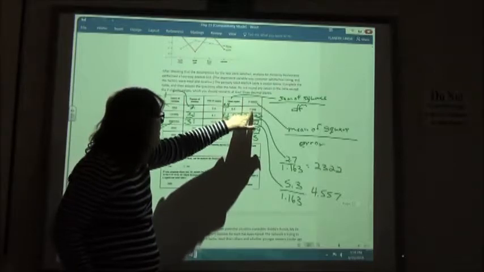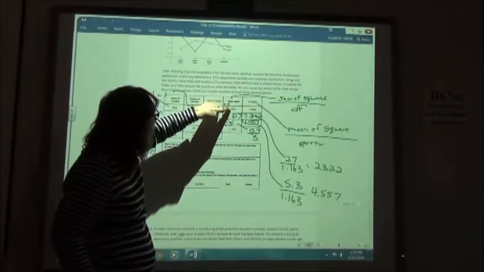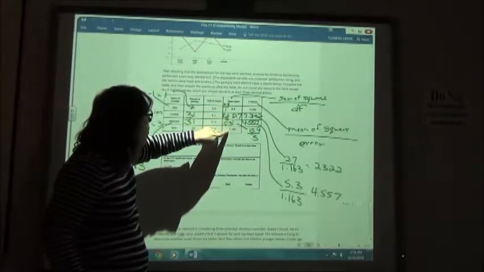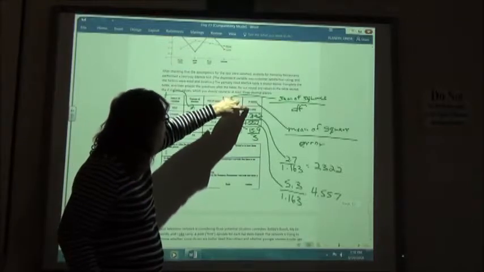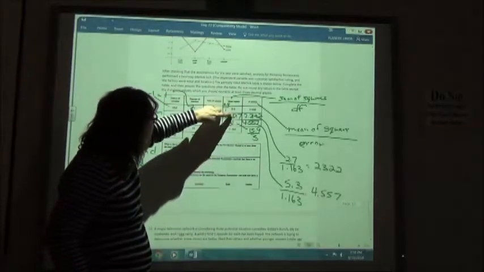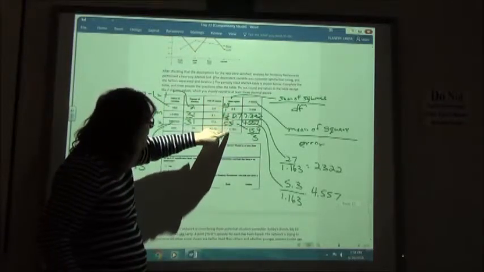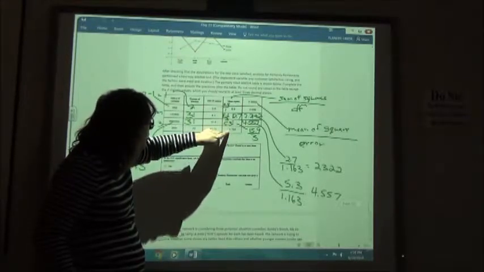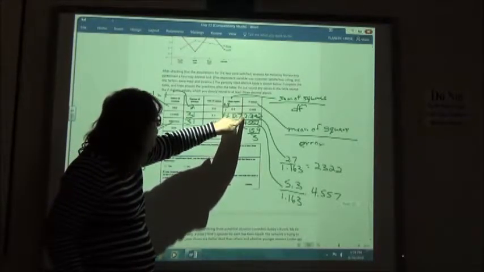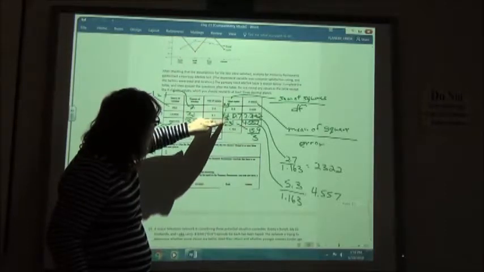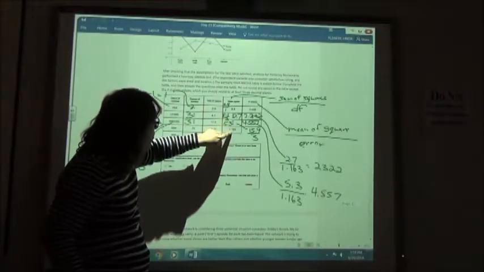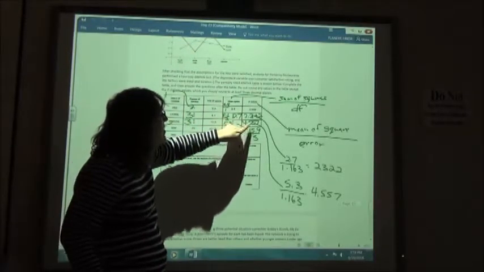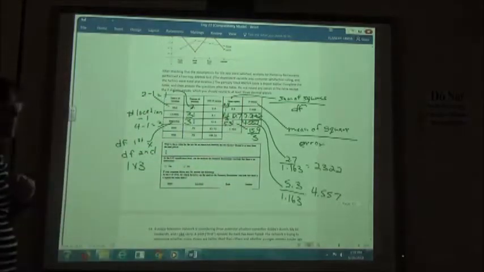error. So on the top one, they would have taken 0.8 divided by 1.163 to get 0.688. Then we did the 2.7 divided by the 1.163, which is our 2.322. And lastly, we did the 5.3 divided by the 1.163, which is our 4.557. So, filling out that table.